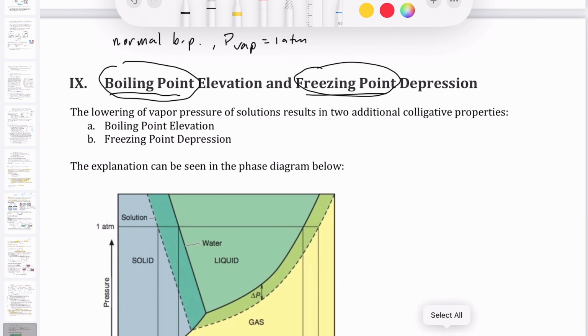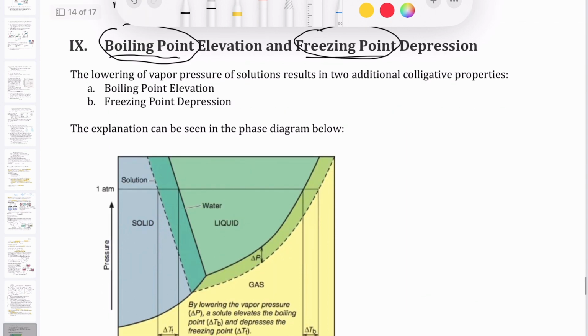The freezing point, on the other hand, is the conversion of liquid to solid occurring at, again, a specific pressure, usually defined as 1 atmosphere. Now, the interesting thing about the change in vapor pressure as a result of the addition of a solute to a solvent affects these two in the following way. The boiling point actually increases as a result of the change in vapor pressure, and the freezing point decreases. And so we call those boiling point elevation and freezing point depression.